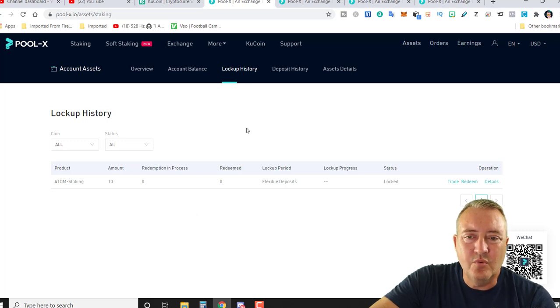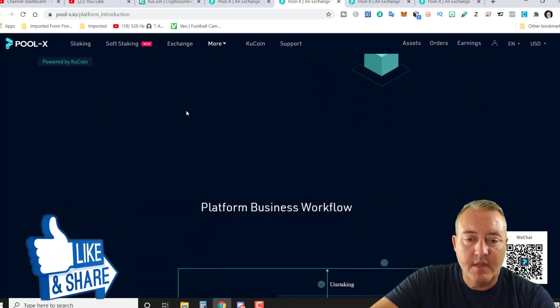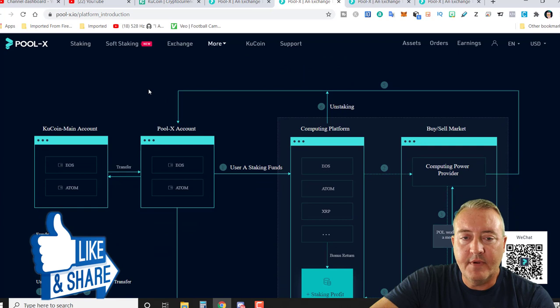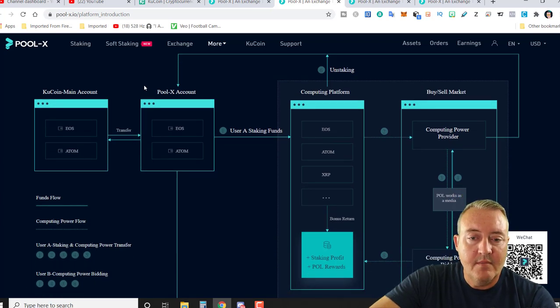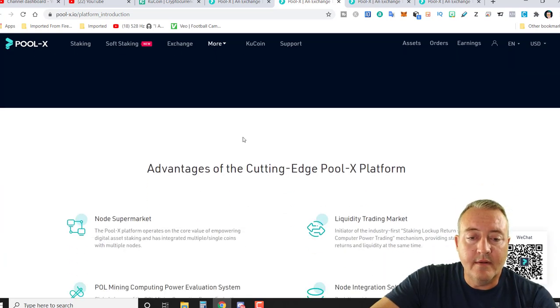So what is this Pool X? If we go over to here, Pool X, an exchange that provides liquidity with staked crypto. Now there's only a few different types of cryptos that you guys can go ahead and pool stake with. But here's an overview in a nutshell. Again, this link will be down below. I'm not going to go through this whole thing and read it verbatim. Scroll down here a little bit.